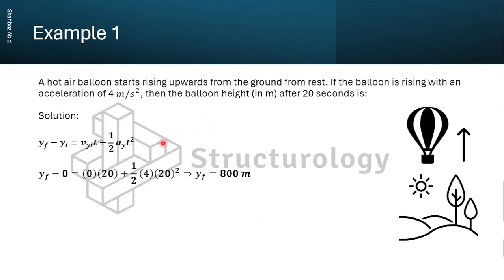This is a suitable equation of motion we have here, and we know all the variables except the y final. So if we substitute the initial height to be 0, because it started from rest from the ground, so the origin is going to be the ground, and we have initial velocity equal to 0 and time equal to 20, and half times acceleration, which was 4, and we have the time again, 20 squared. It's going to give us the final height to be equal to 800 meters.